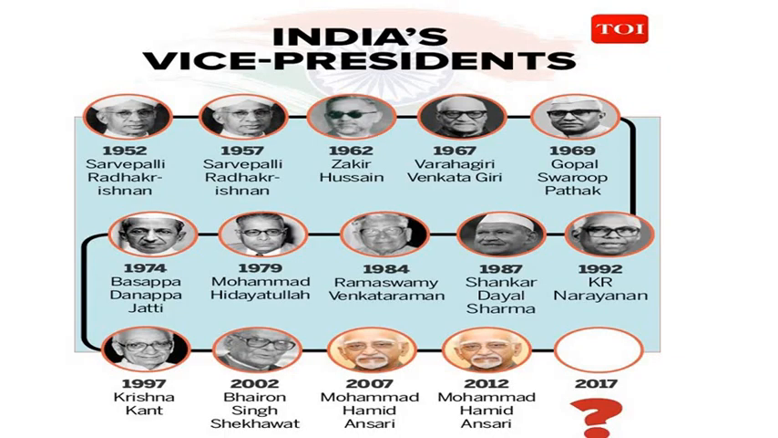Then the Vice Presidents of India from the start: 1952 Sarvepalli Radhakrishnan, 57 also Sarvepalli Radhakrishnan, 1962 Zakir Hussain, 67 V.V. Giri, 69 Gopal Swarup Pathak, 74 B.D. Jatti, 79 Muhammad Hidayatullah, 84 Ramaswamy Venkataraman, 87 S.D. Sharma, 92 K.R. Narayanan, 97 Krishan Kant, 2002 B.S. Shekhawat, 2007 Muhammad Hamid Ansari. Also in 2012 Muhammad Hamid Ansari.